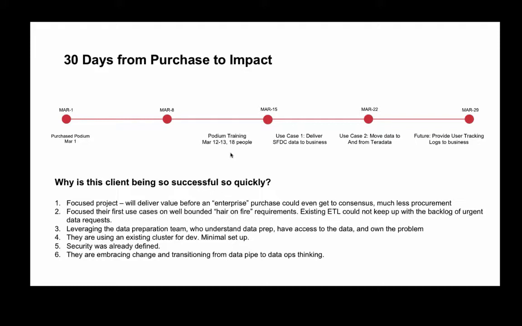And then the last couple, the 4 and 5, really, they're leveraging stuff that's already there. There was already a test cluster that they could use to start doing the dev work while they set up a production environment. Their security framework was well defined. And the last point is they are embracing this change from a data pipe to a data ops kind of thinking. Yeah.